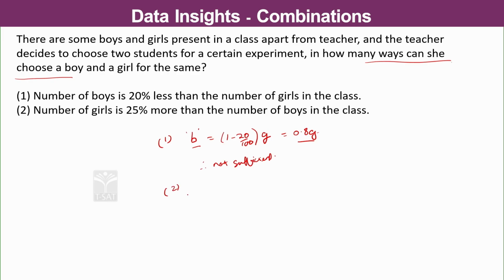The second statement says the number of girls is 25% more than the number of boys in the class. So G equals 1 plus 25 by 100 into B, which equals 1.25B.